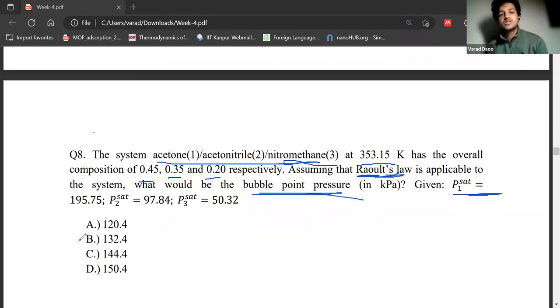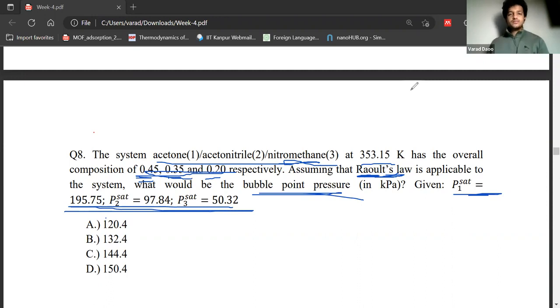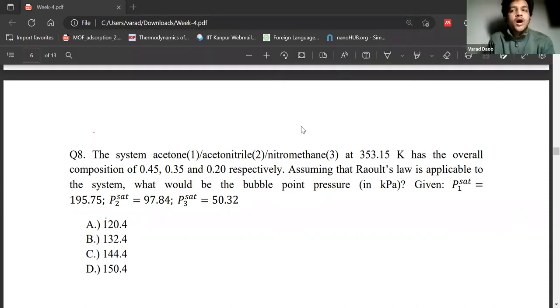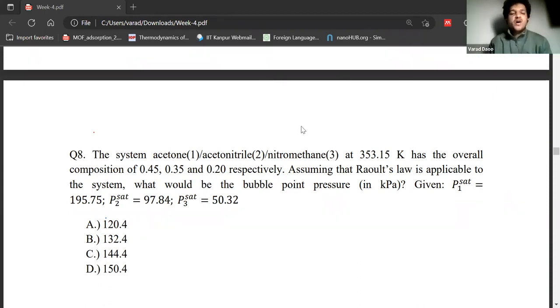We are given saturation pressure of all the components. It's a fairly easy question if you know what Raoult's law stands for. What is Raoult's law? And remember, these are the compositions. I'll give you a couple of minutes to solve it. I hope the question is clear to everyone. If anybody has any answer, I will ask you.